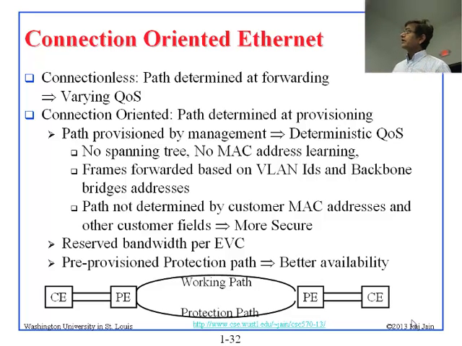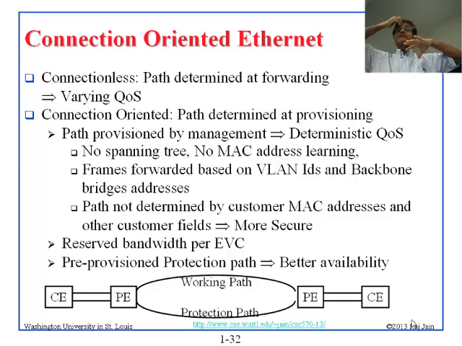So, connection-oriented path determined at provisioning, path provisioned by management. This is the key that I wanted you to understand. Management means that we send a management packet, which means the AT&T that is managing their network. They could send a management packet to their PE, provider edge bridge, and say, look, set up a connection, set up a VLAN, or set up something, connection-oriented path between these two PBs.